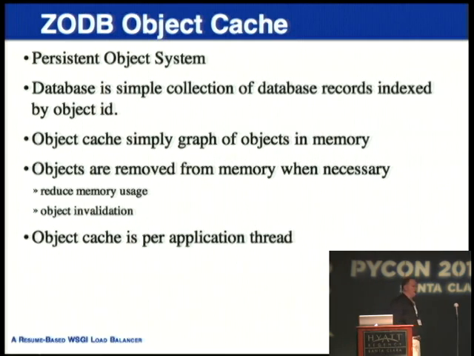So ZODB has this notion of an object cache. It's basically just a tree of objects in memory. The ZODB database itself is very simple. You can think of it as a mapping from object IDs to database records, where the database records are pickles. The object graph is simply a tree of the objects that you happen to be using at any point in time. And then ZODB provides facilities for moving things out of memory, either to free memory for other objects or because they've been invalidated by somebody changing them.